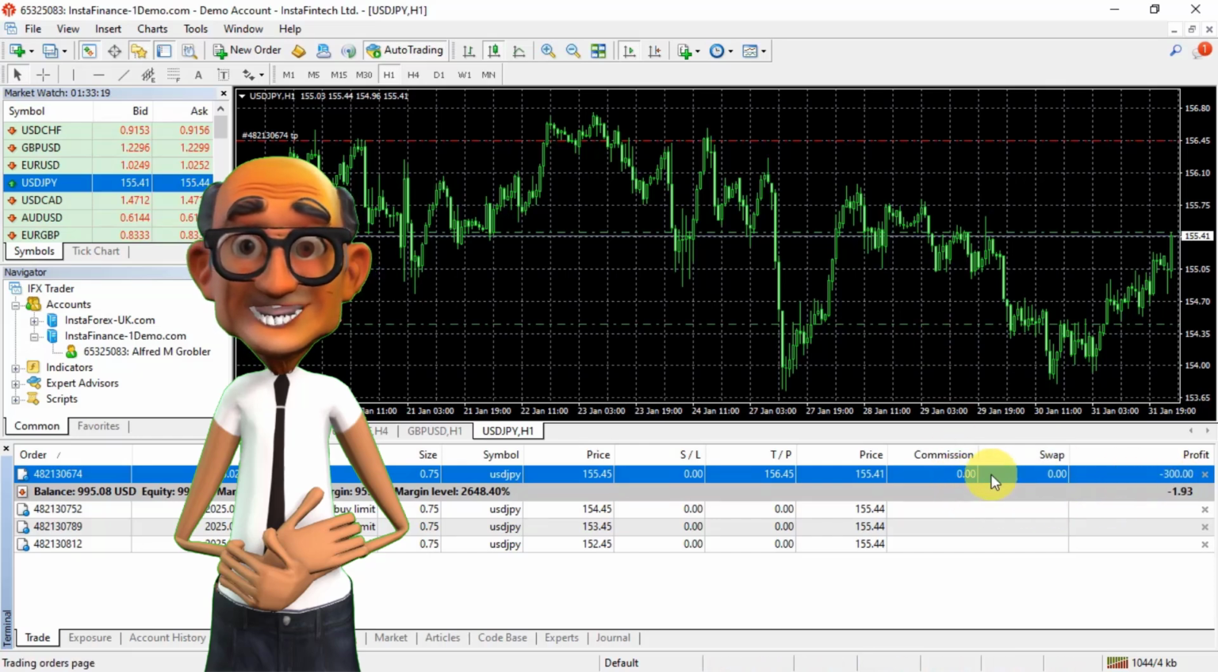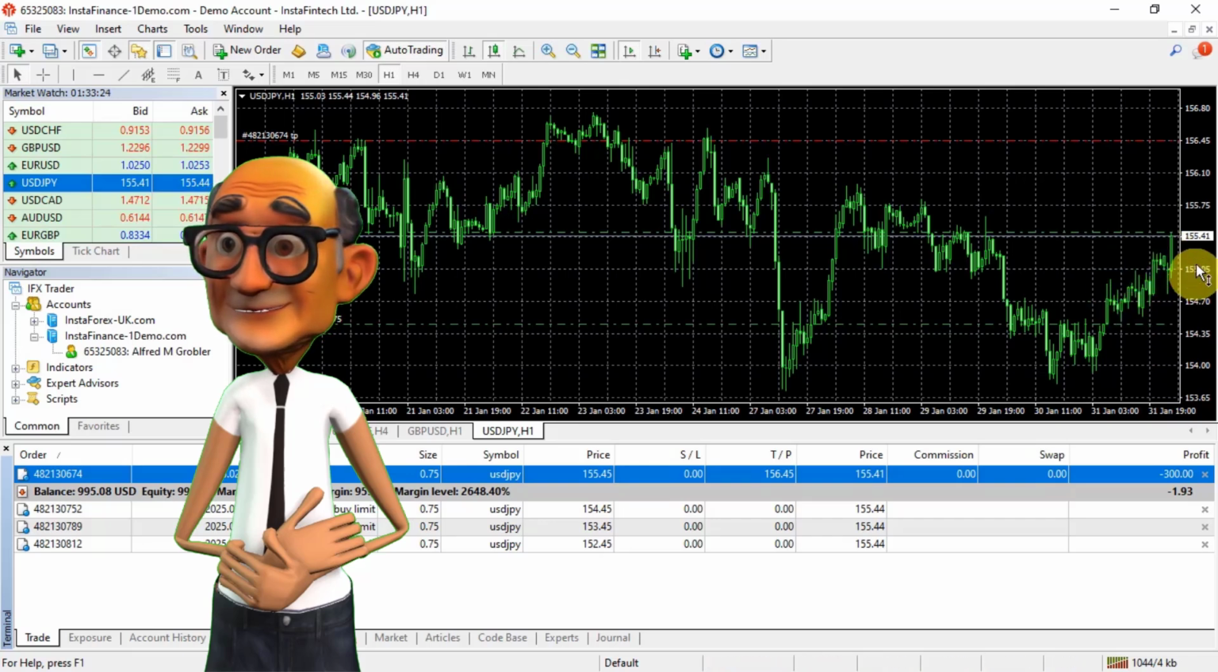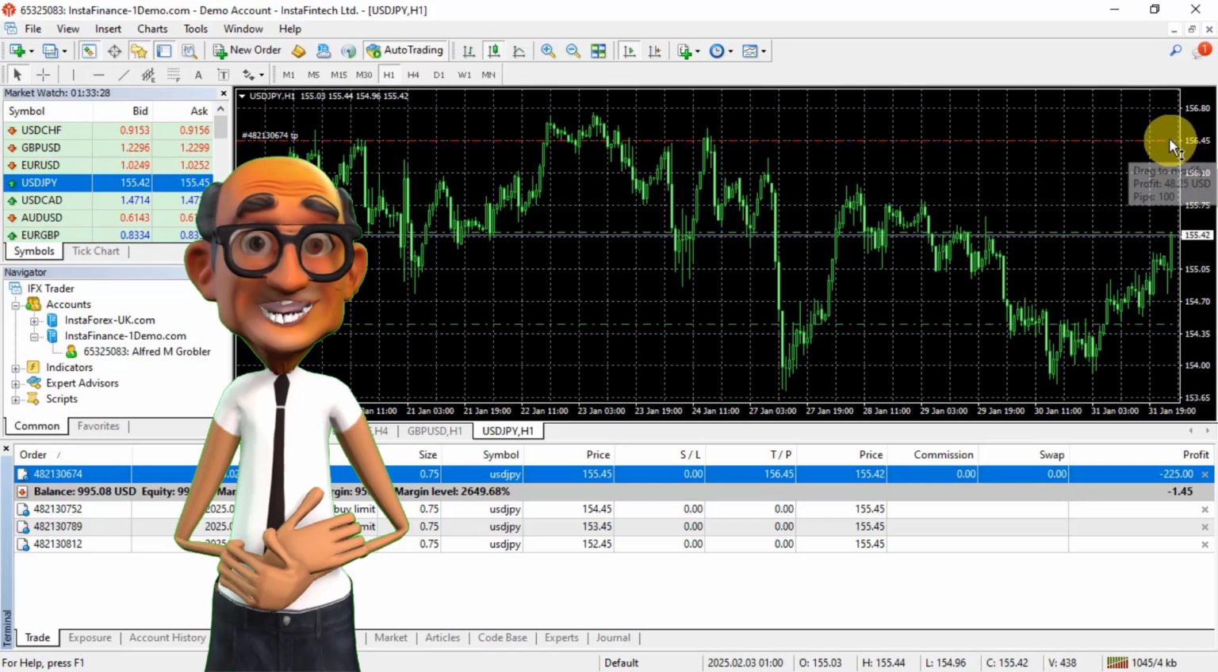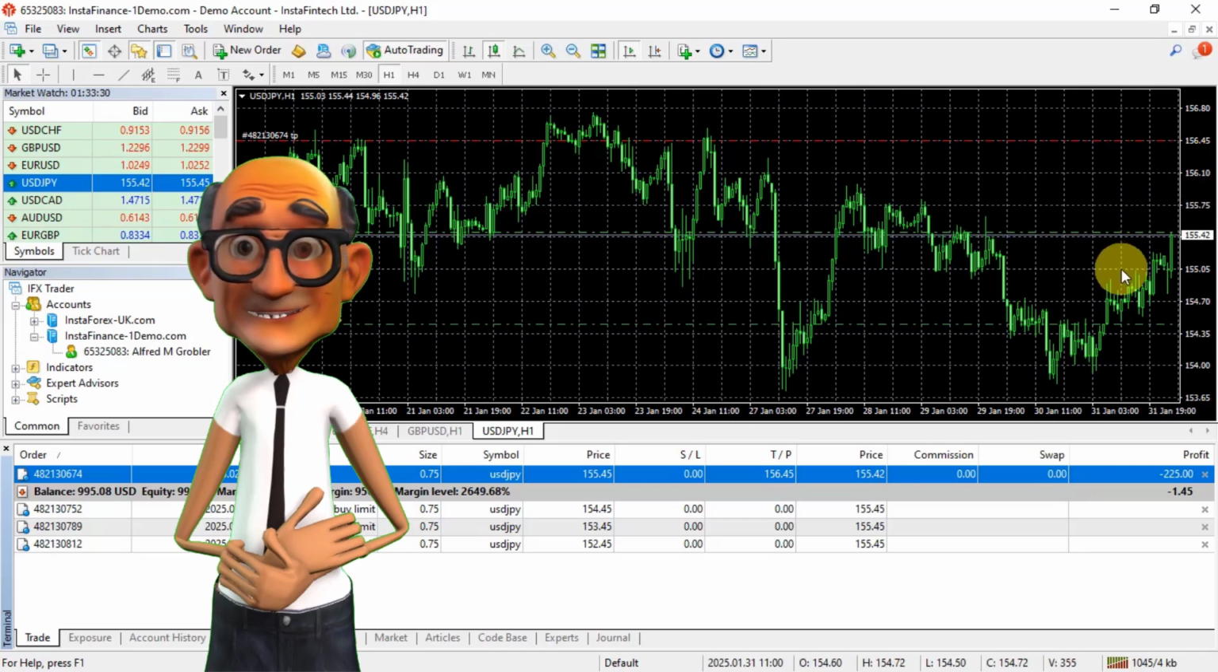And as you can see, right, it's already minus $2 or something like that. But it's looking good. It looks like there's a lot of power to go up again. Let's hope it'll go and hit our target, that we can start a new run again with a good profit.